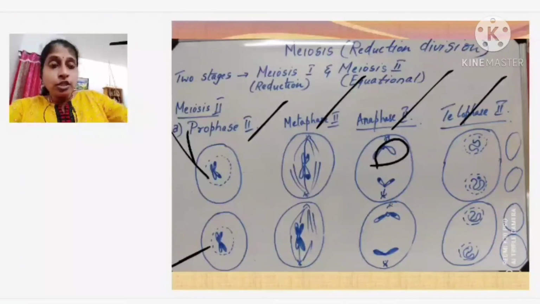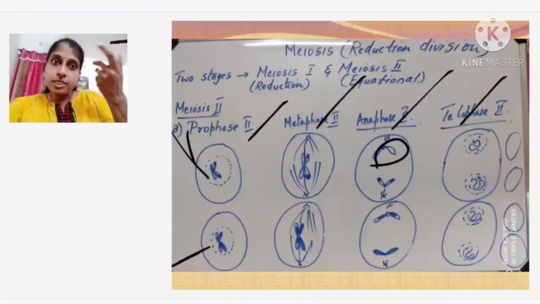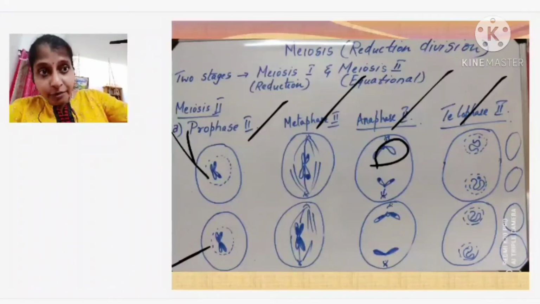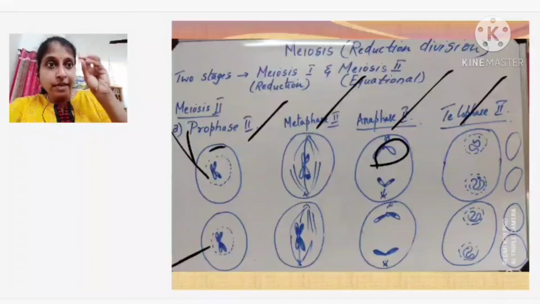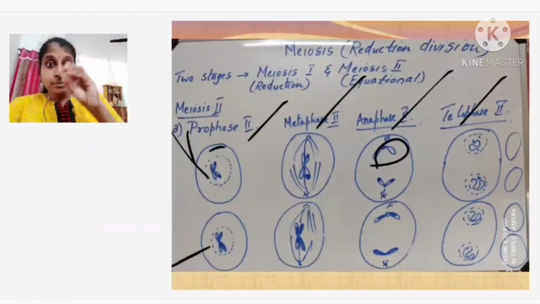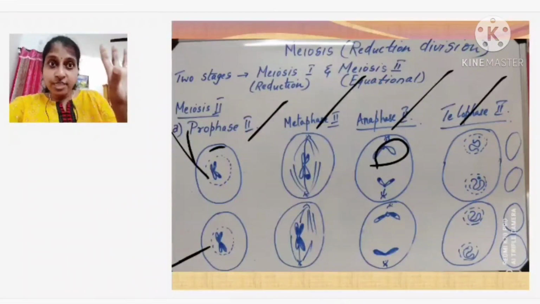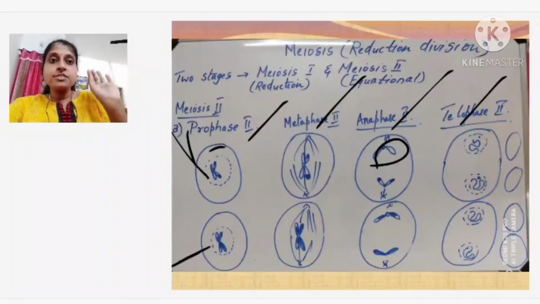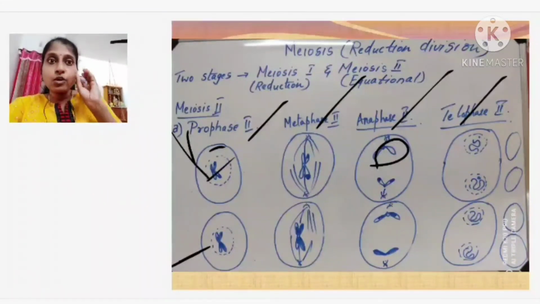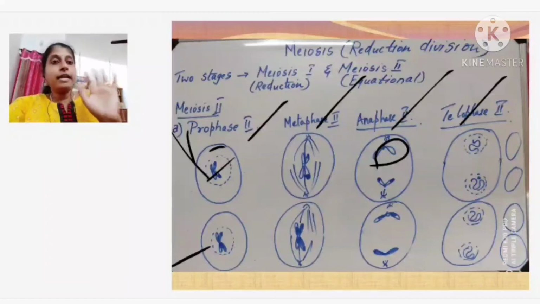Now listen, in the prophase 2 what all will happen? I told you in prophase the nuclear membrane will disappear, nucleolus will disappear, centrioles will divide and move towards opposite poles, and spindle fibers will start forming, right? All these changes will be happening in the prophase. Again the chromosomes which were converted into threads are now converted into rod-like structures, right?